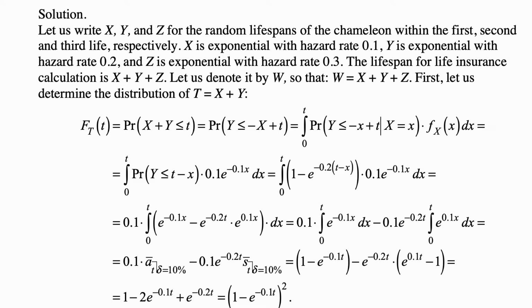And that becomes, first of all, if we multiply this 0.1 times a bar or s bar, the 0.1 in the denominator cancels. So this becomes 1 minus e to the minus 0.1 t minus e to the minus 0.2 t times e to the 0.1 t minus 1. And that's equal to 1 minus 2 e to the minus 0.1 t plus e to the minus 0.2 t, or you can write this also as 1 minus e to the minus 0.1 t squared.